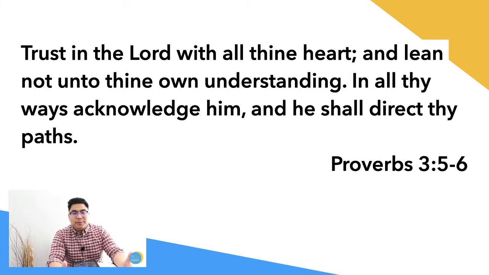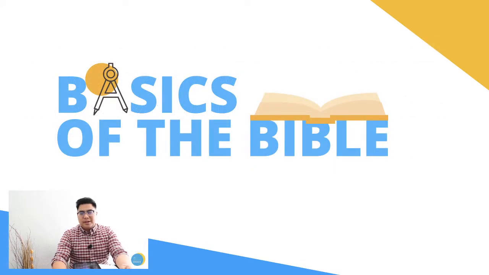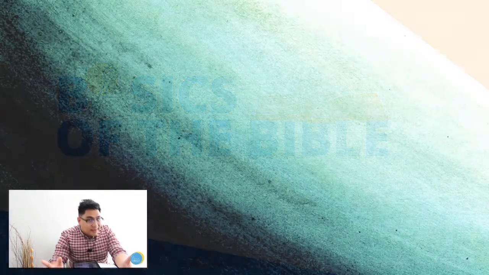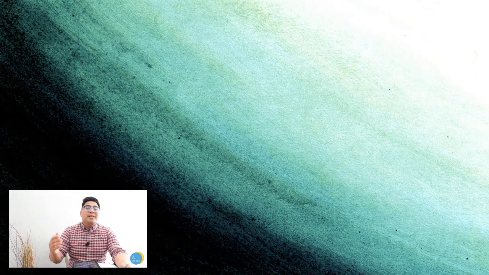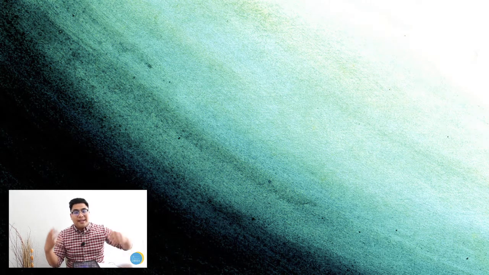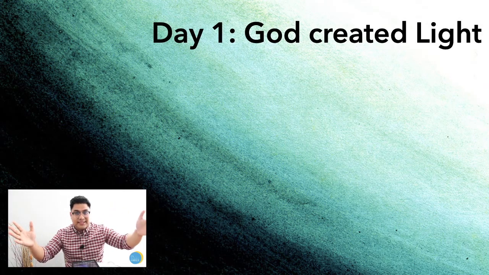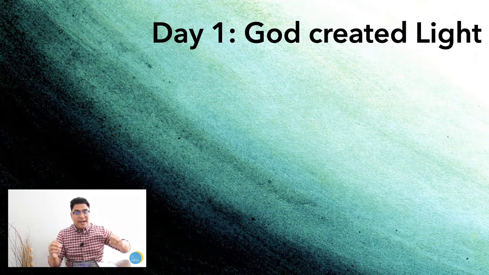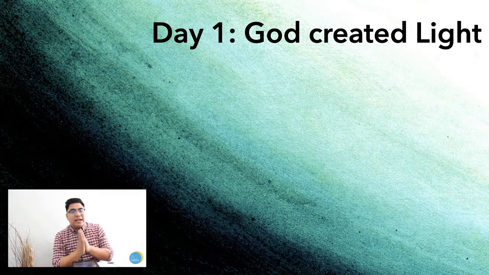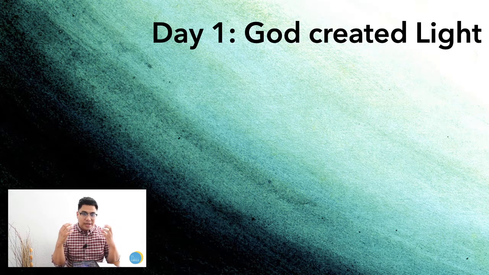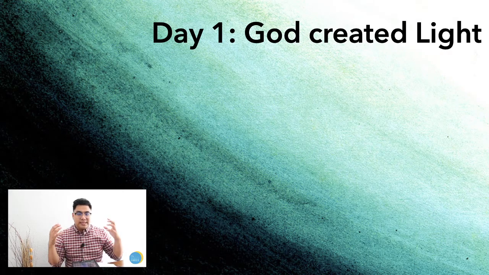So today we are continuing on day one. All right, kids, what did God create in day one? Oh, come on, not everybody's answering. What did God create in day one? God created light. Everybody say that with me. Day one, God created light. Okay, now we understand that God can create light because he is powerful, because he is omniscient, because he is omnipotent, because he is sovereign, because he is the creator of all.